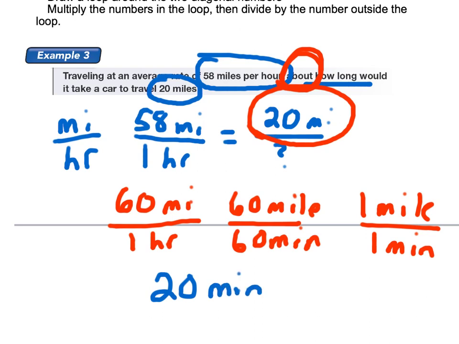So I didn't even really have to do any multiplying or dividing or anything like that. That's my answer right there. About 20 minutes. Because I'm traveling about 1 mile every minute. Okay? Alright, let's go on to another example.